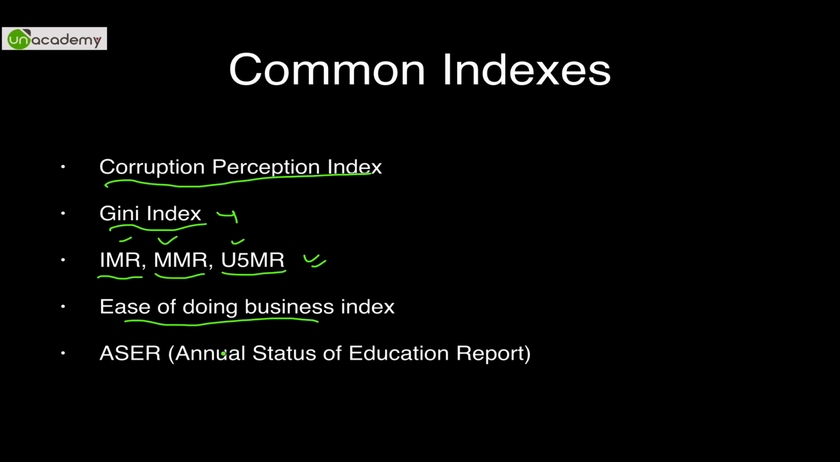Ease of Doing Business Index, then ASER, which is related to India. Pratham is an NGO which does this. Annual Status of Education Report. So there are lots of them, and we will be dealing with them as we go ahead in this series.